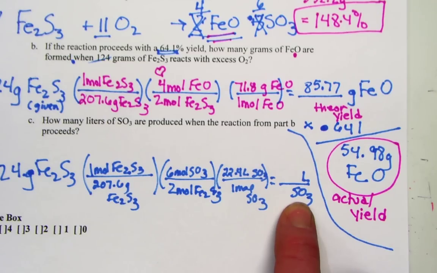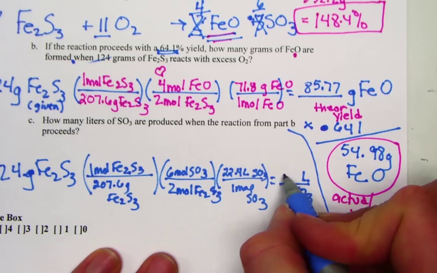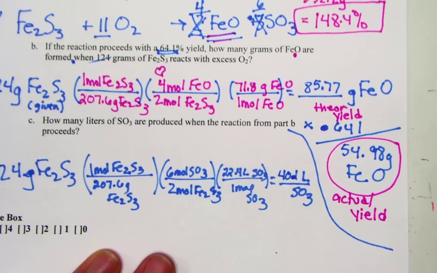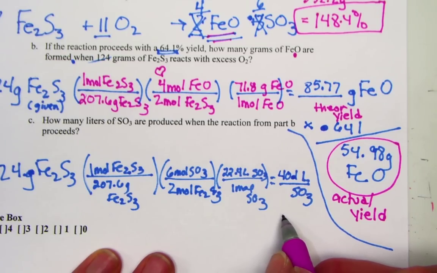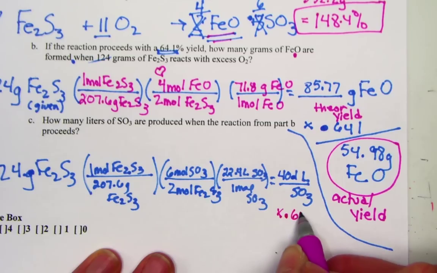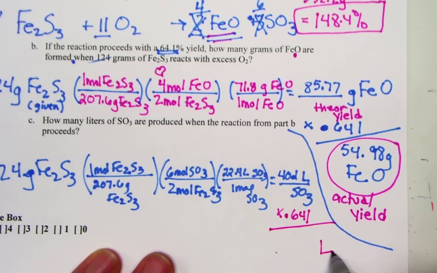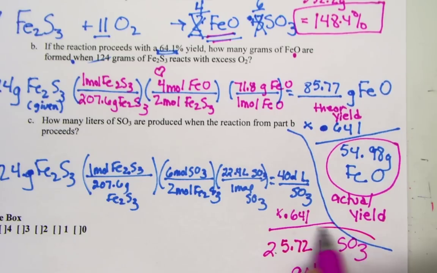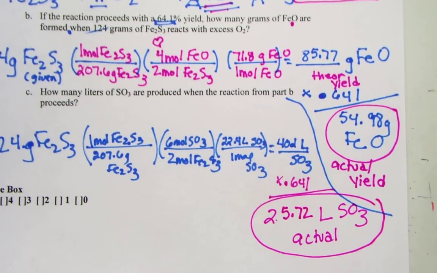124 divided by 207.6 times 6 divided by 2 times 22.4. This answer on my calculator reads 40.1 liters of SO3. But remember, we're only 64.1% efficient. I have to take 0.641, 64.1% is typed in as 0.641, and that will tell me my actual volume of SO3 liters produced. 40.1 times 0.641 tells me 25.72 liters is the actual volume of SO3 produced.